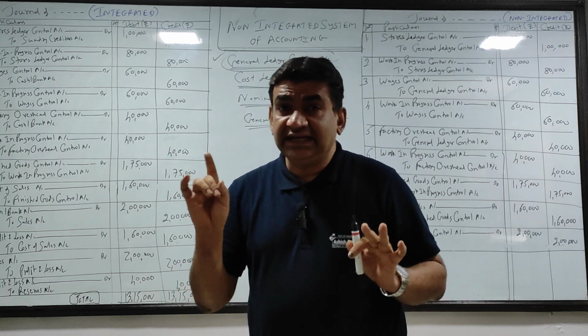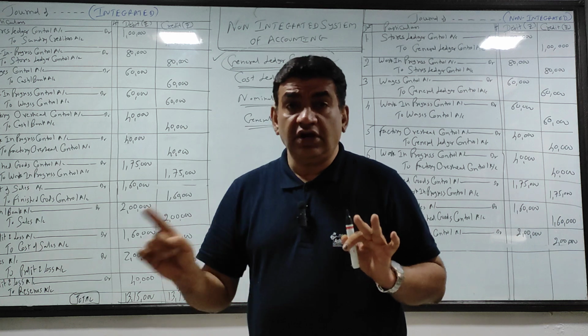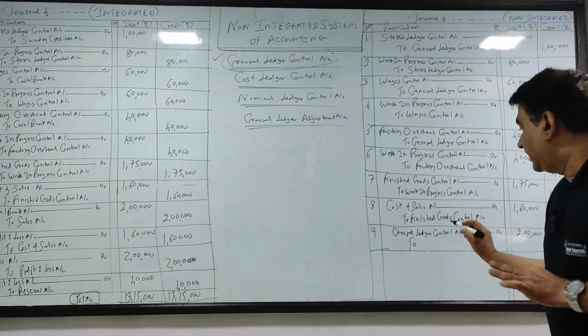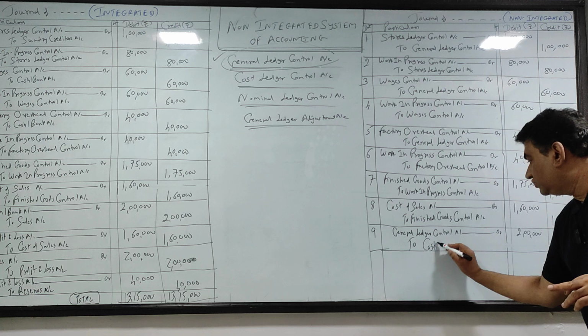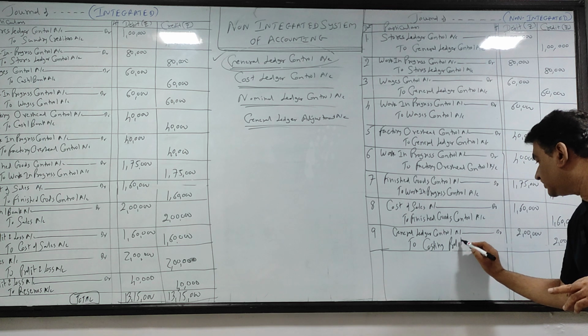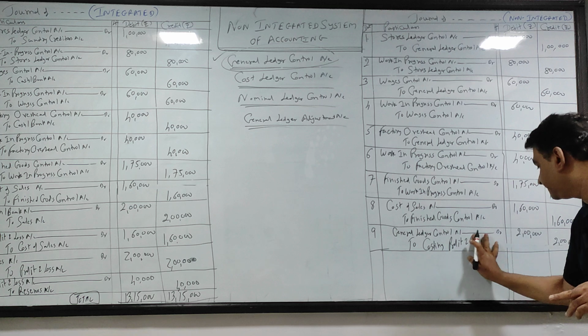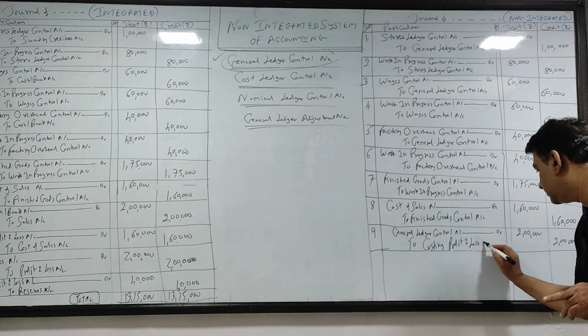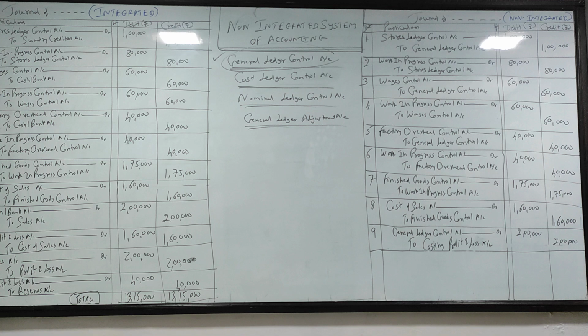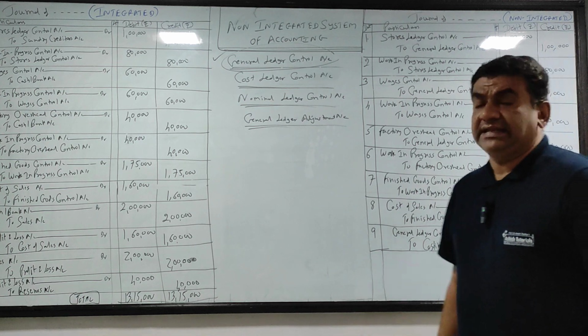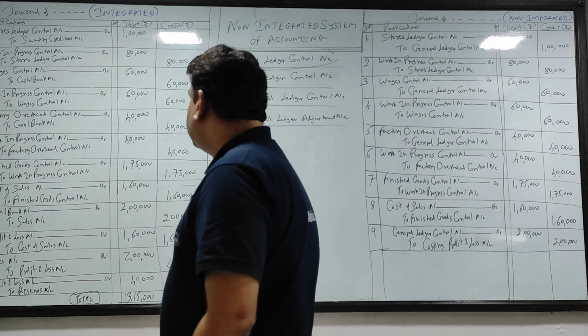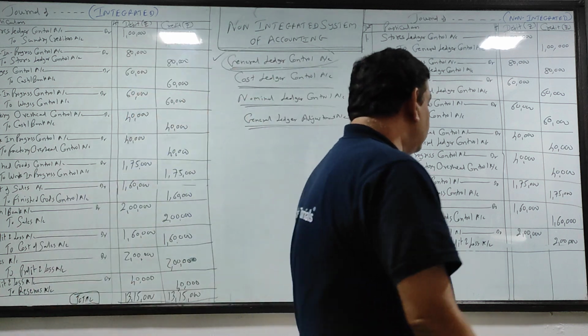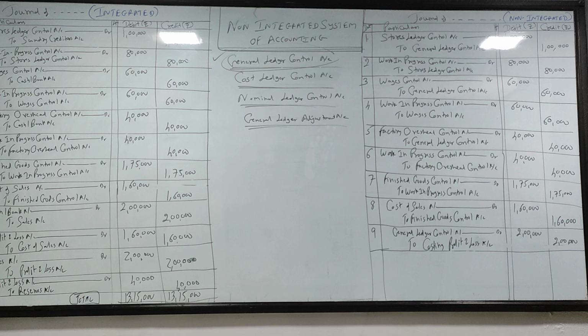So where the question doesn't tell you to make ledger accounts, where it is not mentioned to make sales account, in the entry for sales, you straight away credit costing P&L. So general ledger control account debit 2 lakhs to costing P&L 2 lakhs. Got it? When there is no sales.